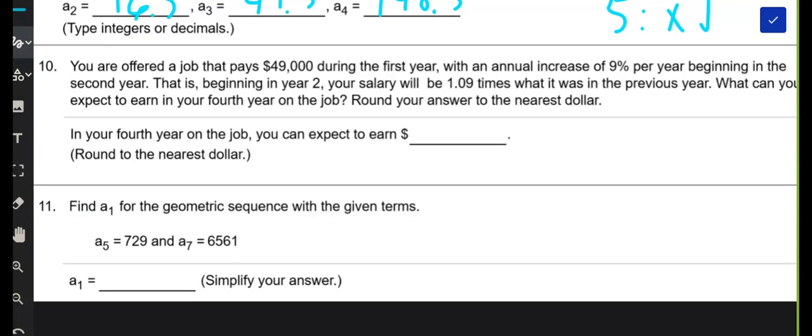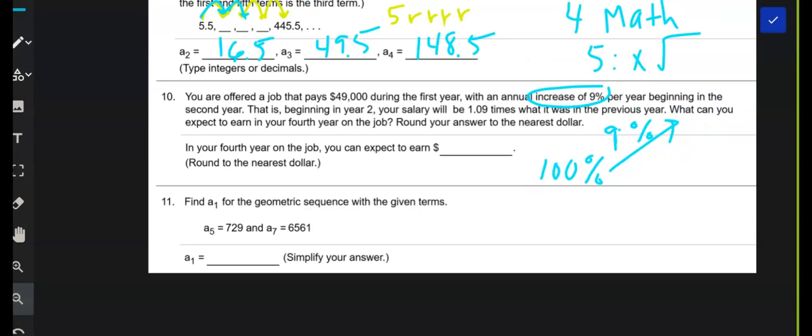You're offered a job that pays $49,000 during the first year with an increase of 9%. Okay, increase of 9%. Remember how we said that if you're going up by a percentage, we start at 100%, and if you're going up by 9%, what percentage is that? That is 109%.